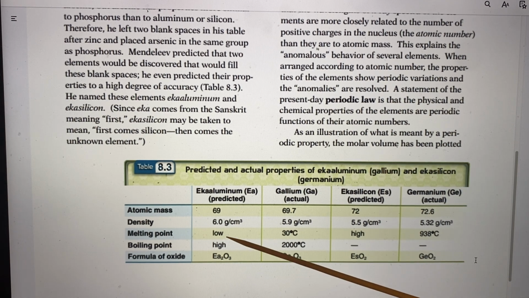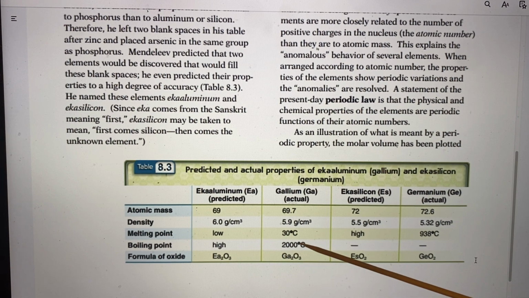And he even predicted the melting points and the boiling points, what temperatures they would be, and they were very close to those temperatures as the characteristics. And he put together the formula of oxides with them. So he basically knew how they would combine with oxygen even. And the densities, he knew all these just because they were predicted between two other elements on the table. So that was pretty unique.